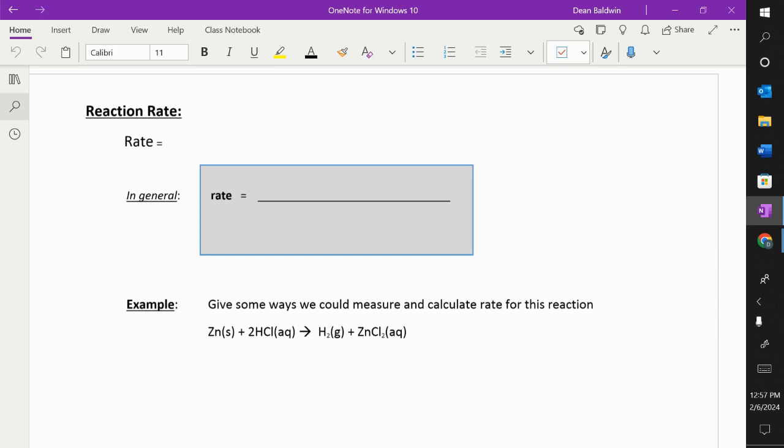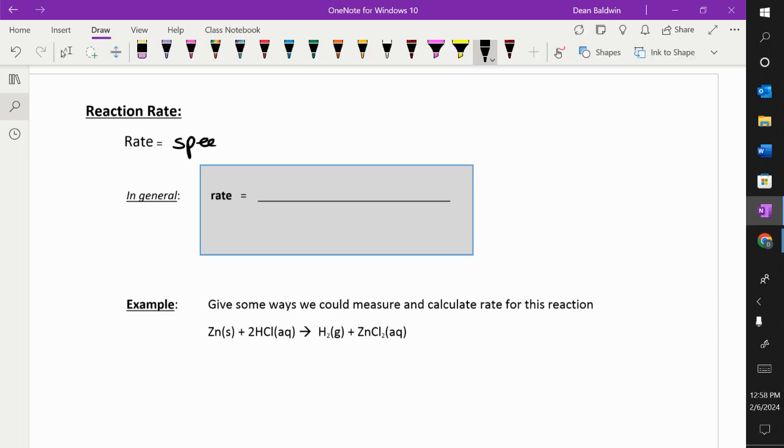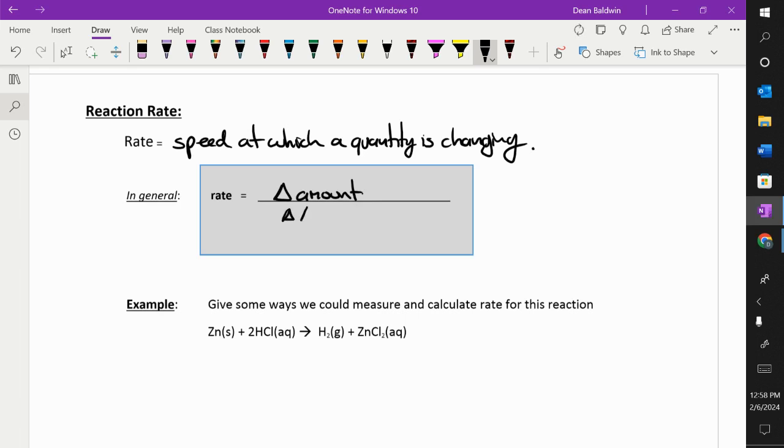All right. We'll just say the speed at which any quantity is changing. So if you wanted a mathematical formula, delta change in amount over change in time. Rate is always per unit of time. Now, what that unit of time is can be whatever you want it to be: seconds, minutes, hours, days, years. Doesn't matter.